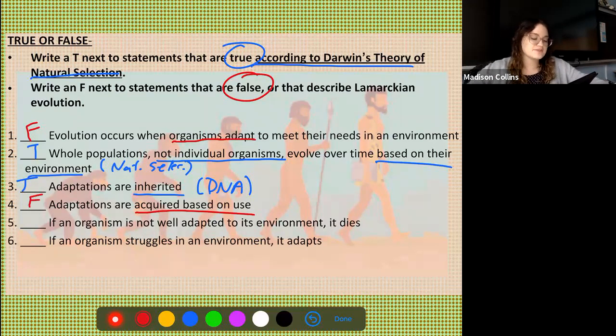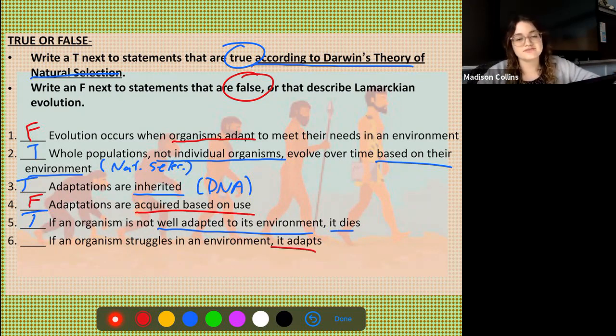Number five, if an organism is not well adapted to its environment, it dies. That unfortunately is true. And finally, number six, if an organism struggles in an environment, it adapts. Think back to our swamp example. If that fish was struggling to survive on that land, could it just decide, I'm going to adapt, I'm going to become a land animal?